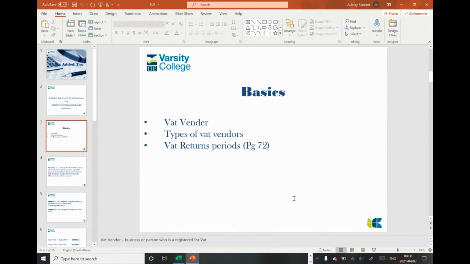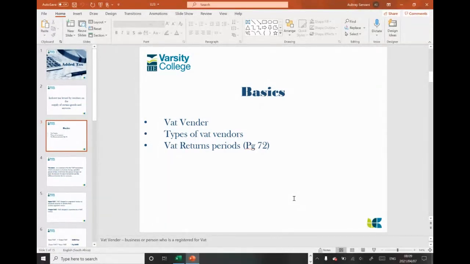For instance, if I started supplying goods and services, I couldn't just begin to charge people VAT, because in order for me to charge people VAT, I need to be a VAT vendor. How do I become a VAT vendor? I need to be registered for VAT with SARS. So that's what a VAT vendor is. It's somebody who is registered with SARS. Obviously, when I say someone, I mean an entity. It's a business that is registered with SARS.